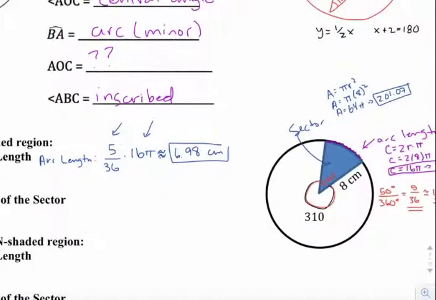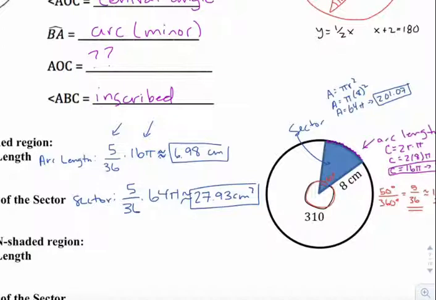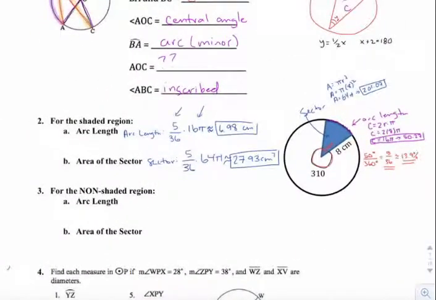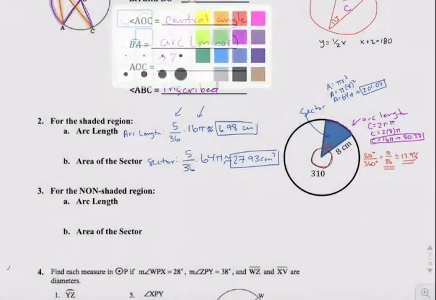Okay, so for the sector, again, we're going to take the same 5/36, which is the percentage covered by 50 degrees, multiply it by the 64 pi, which represents the whole area, and that will approximate to about 27.93. Okay, again, not the whole area, but just the portion covered by that 50-degree angle.